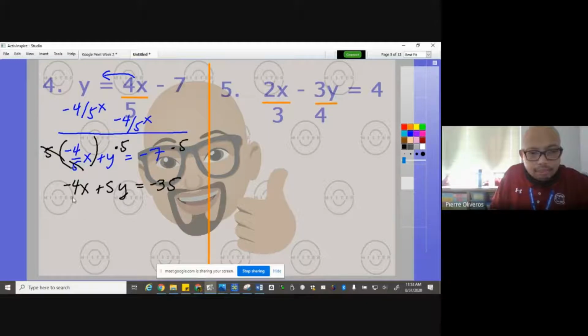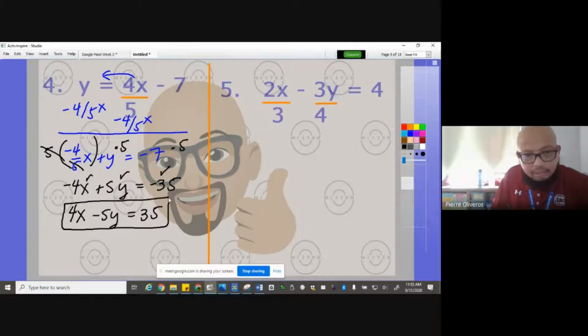Now, the value of a is negative 4. So I don't like to have a negative. The a has to be positive. So I'm going to flip the sign, flip the sign, flip the sign, or divide them all by negative 1. So this will become 4x minus 5y is equal to positive 35. And this is my standard form. The value of my a is 4. The value of my b is negative 5. The value of c is 35.